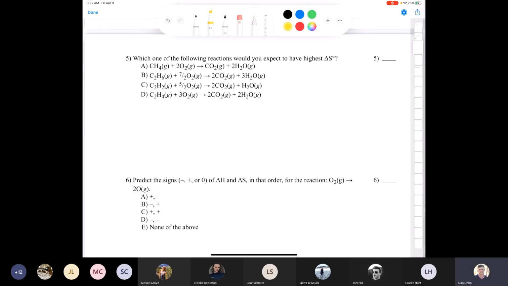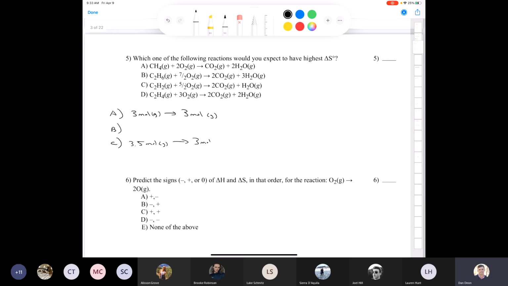Question number 5, which one of these is going to have the highest change in entropy? Well, if we look at A, overall we have 3 moles of gas as our starting material. And at the end, we have 1 mole of carbon dioxide and 2 moles of water. So we're ending up with 3 moles of gas. There might be a change in entropy here, but it's going to be really slight. If we take a look at C, you can see that we're going from 1 plus 2.5, so that's 3.5 moles of gas, and then we're going to 3 moles of gas.